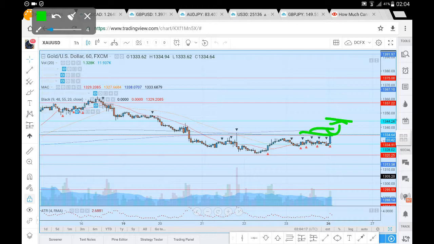A successful break from which we look for price head up towards our 44.26. Break from there, we're looking for price head up towards our 13.57, and a break from there, we're looking for price head up towards our 13.6710.